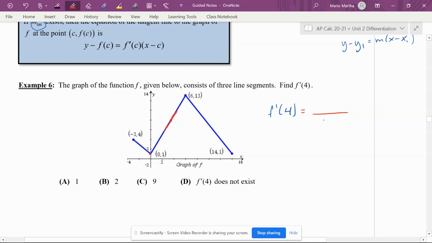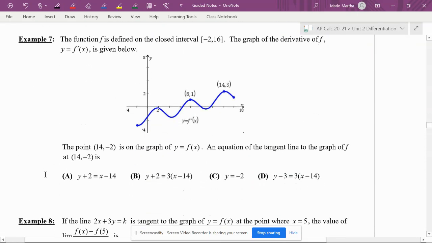So we're looking at x minus c, which would be, in this case, 6 minus 0. That's your x and your x1. And then this is going to be your y and your y1. Your initial y is at the bottom. So that's going to be 13 minus 1. And then you get 12 over 6, which is pretty much positive 2. So we can say that f prime of 4 is equal to positive 2, which is right there.